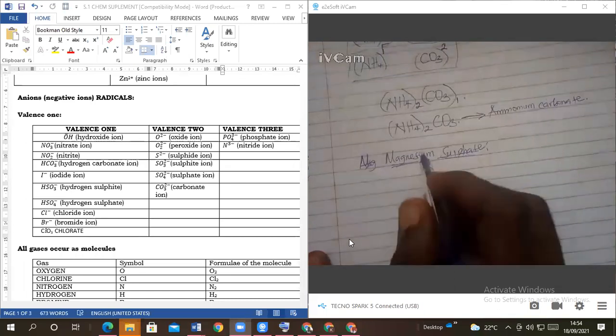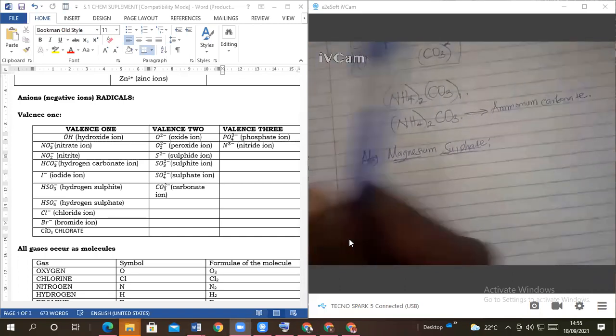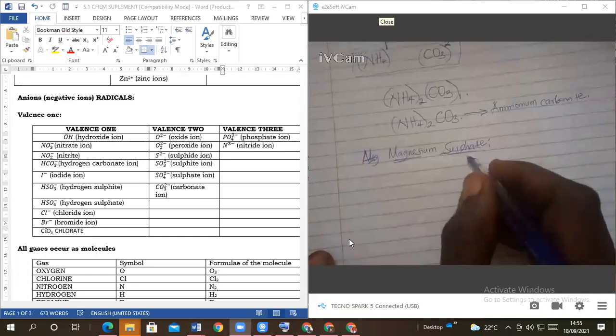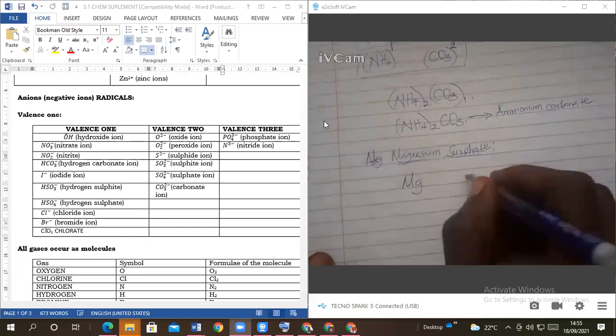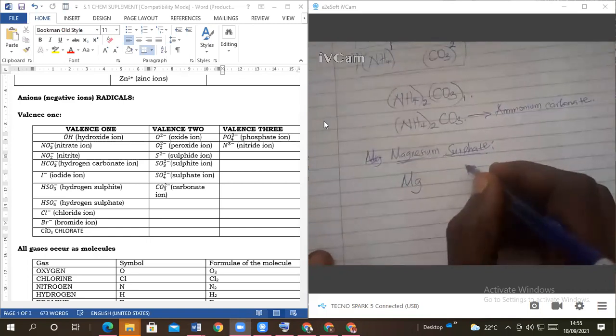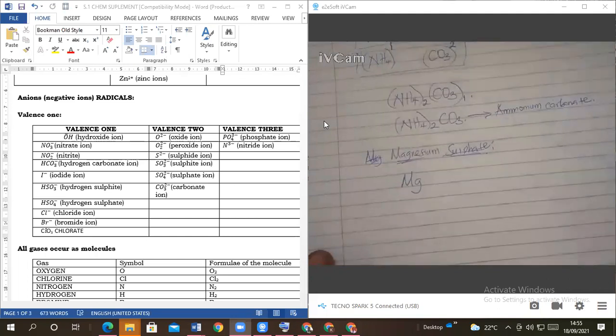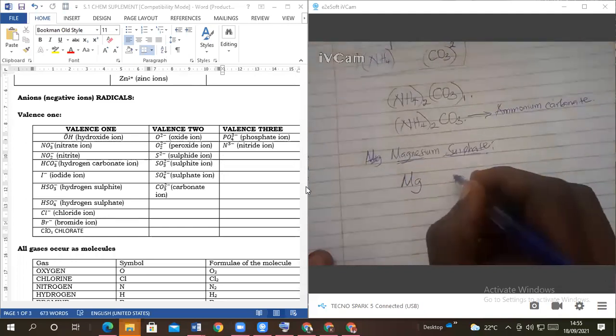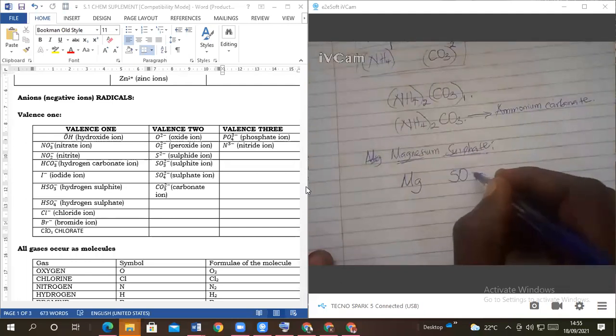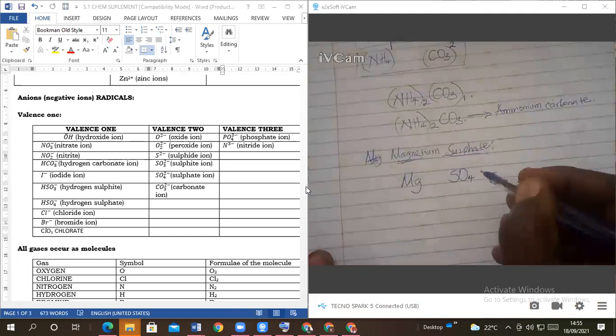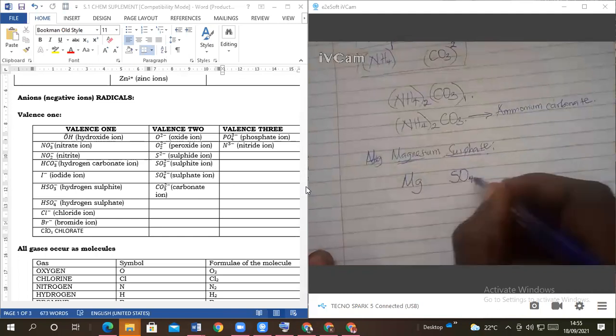Here we shall have magnesium. What is the symbol of magnesium? Write the correct symbol of magnesium: Mg. Then a sulfate. Read from here. A sulfate ion is SO4, isn't it? Then assign each of these the correct power.